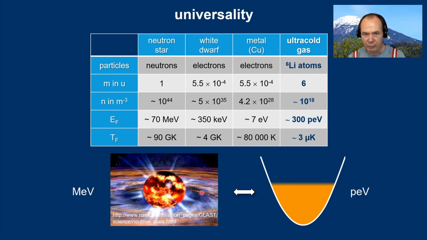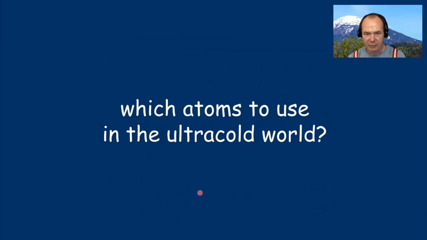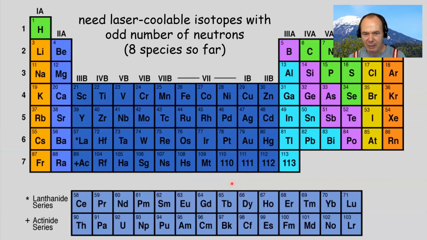Okay, so the next slide is again a question for you. In the ultra-cold world, if you do experiments with ultra-cold atoms, which species are available for fermion experiments? I will show a periodic table and you answer the question. Where do we find fermions? Useful for our cooling experiments.